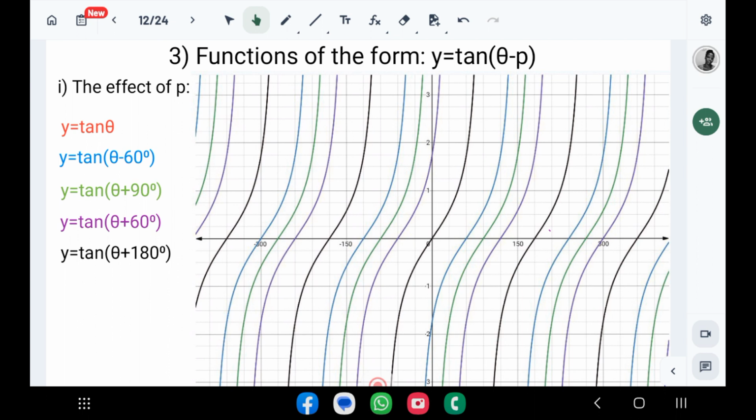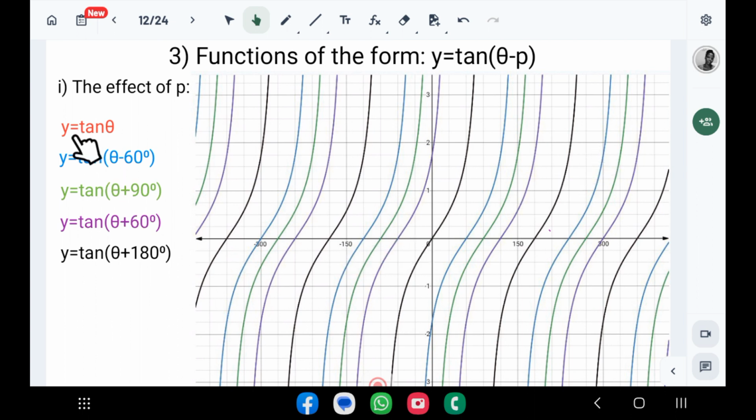Now moving on, let's look at number 3, functions of the form y equals tan in brackets theta minus p. Now let's look at the effect of p. In all types of functions, p, or where it is stationed, can be any variable. P basically indicates your shift to either the left or the right. Now if your p is positive, in other words, when you've got tan of theta plus p, that means your graph was shifted p units to the left. If it's negative like this, tan theta minus p, then it means your graph is shifted p units to the right.